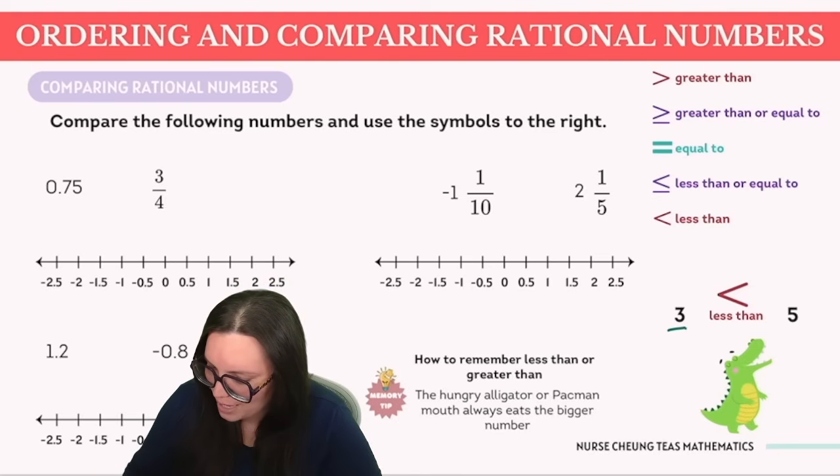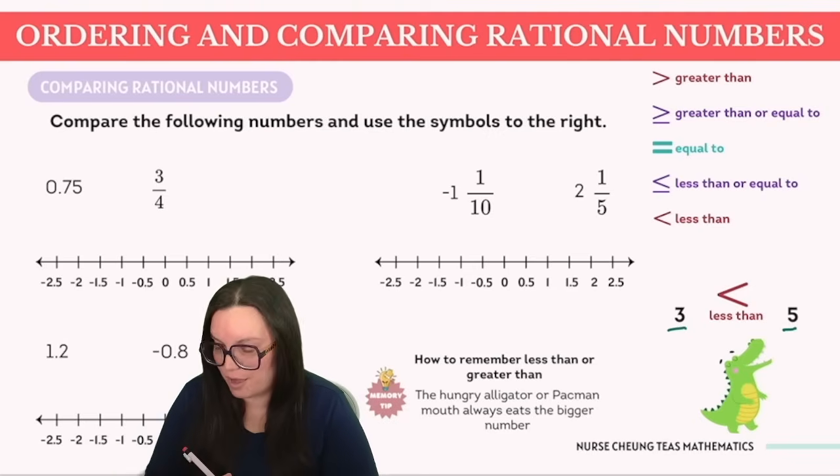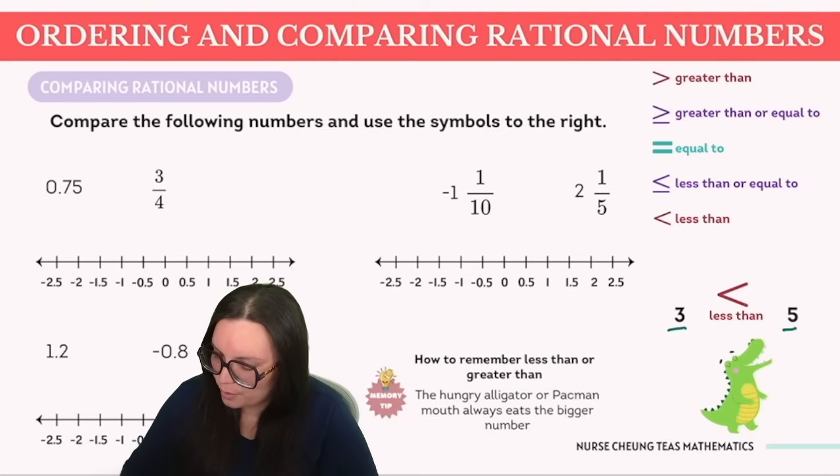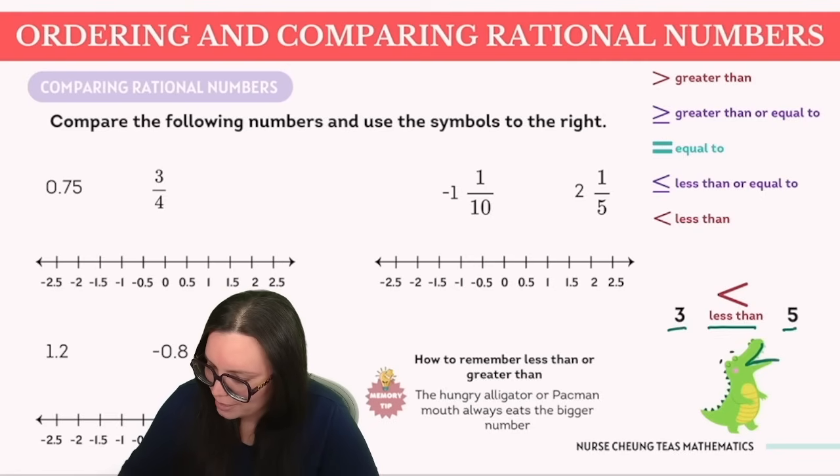So we have 3 and we have 5 here as an example. Is 3 greater than 5? Absolutely not, right? 3 is less than 5. So our little gator here is wanting to eat that number 5 because it's very, very hungry. So we're going to use the less than sign, right? His mouth is going towards the higher number.